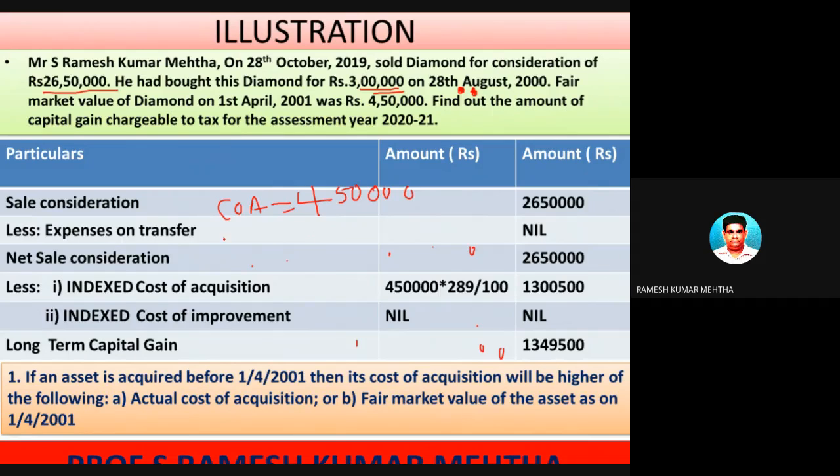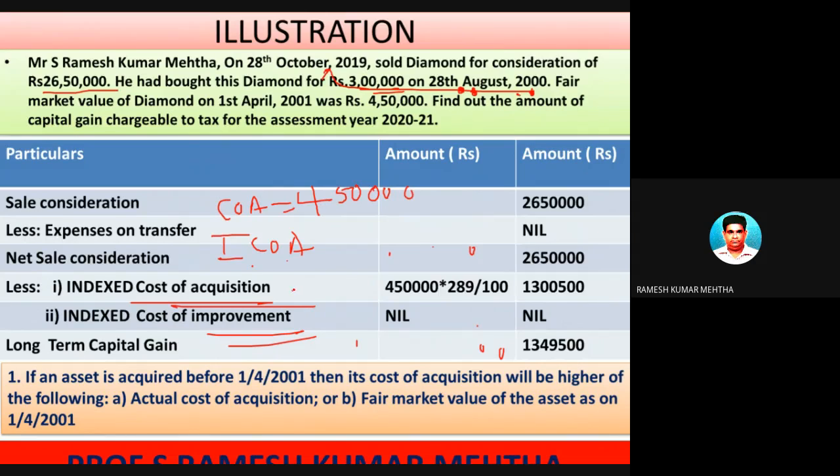Now we have to find out the index cost of acquisition, because this is a long-term capital asset, because it was purchased in the year 2000 and it was sold in the year 2019. So it is a 19-year-old asset which was sold after 19 years, more than 36 months. It is a long-term capital asset, and for a long-term capital asset we have to do index cost of acquisition and index cost of improvement.